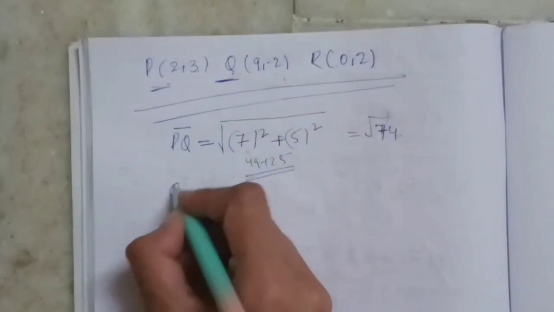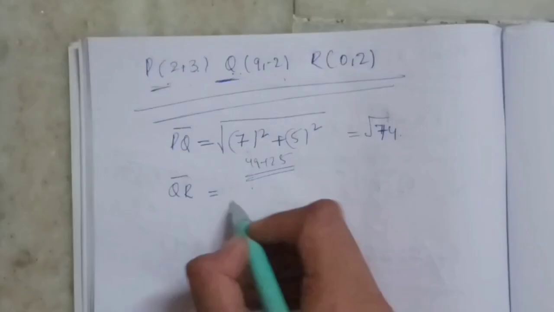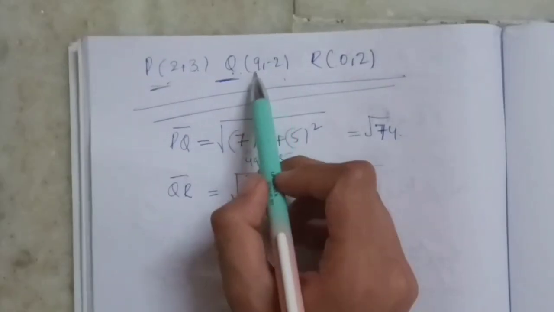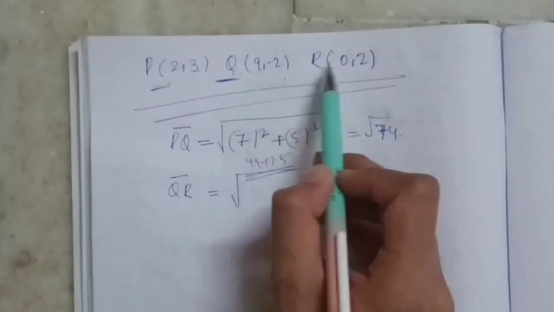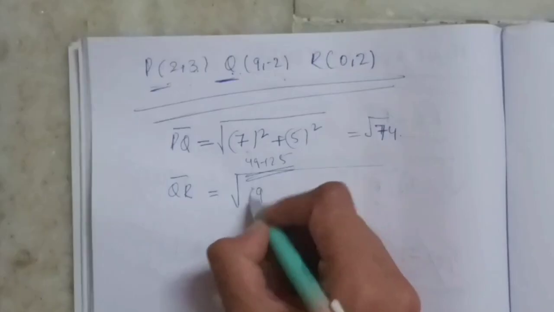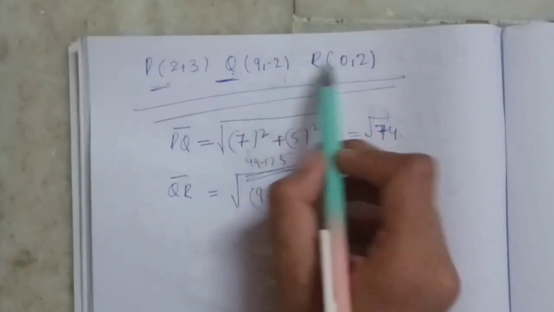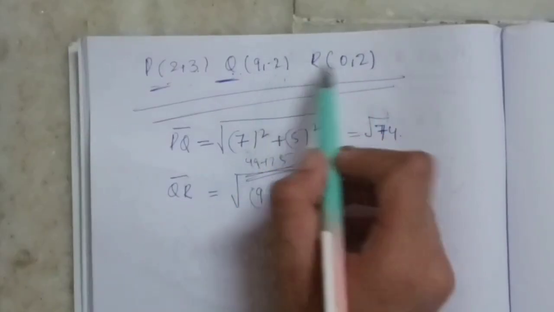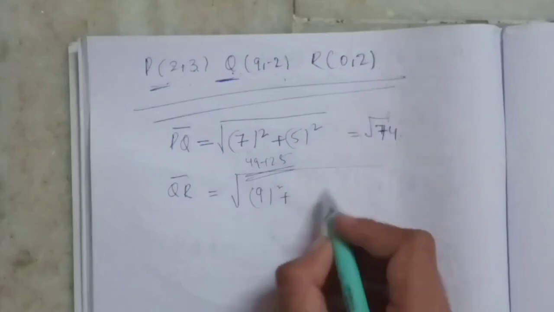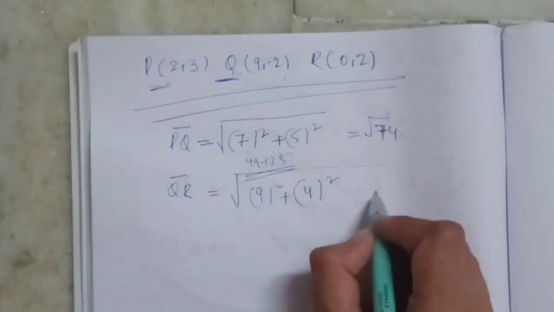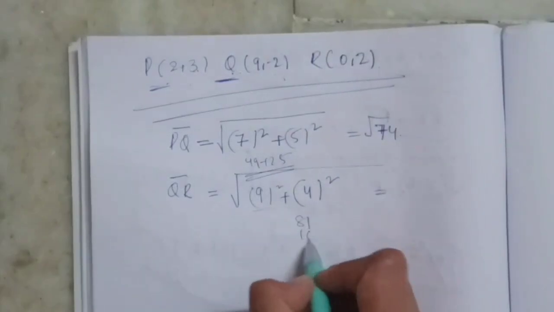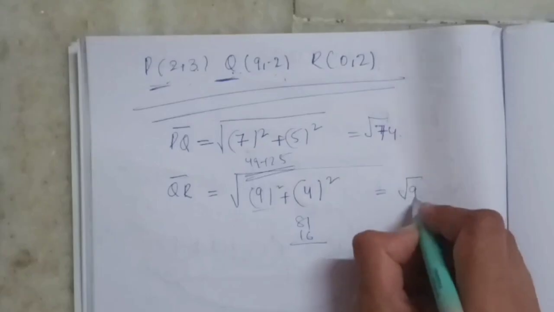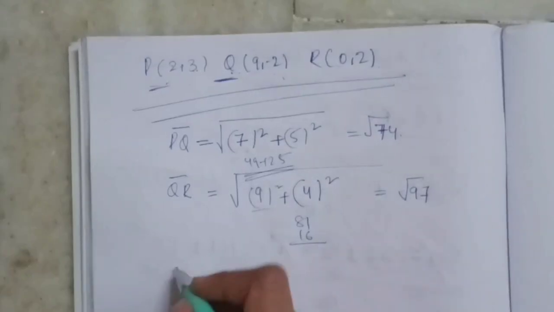And let us find the QR distance. The difference between the x coordinates 9 and 0 is 9, whole square, plus the difference between the y coordinates, minus 2 and 2, the difference will be 4, whole square, which is 81 plus 16. How much? Under root 97.